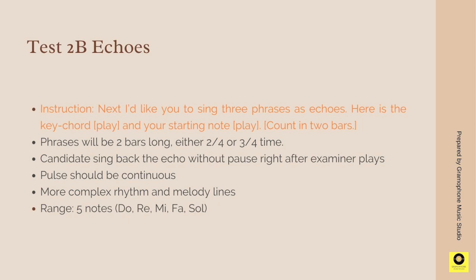The phrases will be 2 bars long, either in 2/4 or 3/4 time. Candidates should sing back the echo without pause right after examiner plays. The pulse should be continuous, and for grade 2, it will contain more complex rhythm and melody lines. And the range of melody line is increased to 5 notes, which is Do, Re, Mi, Fa, Sol.